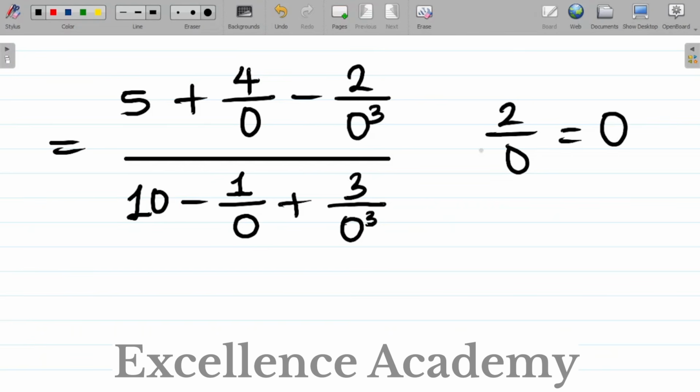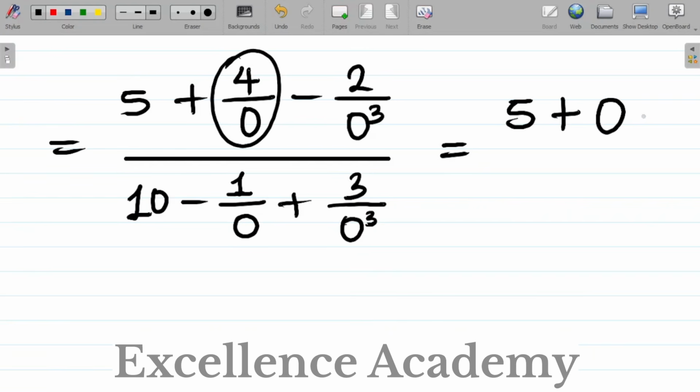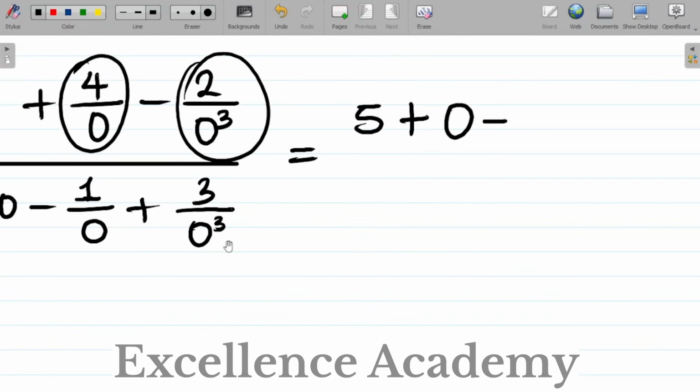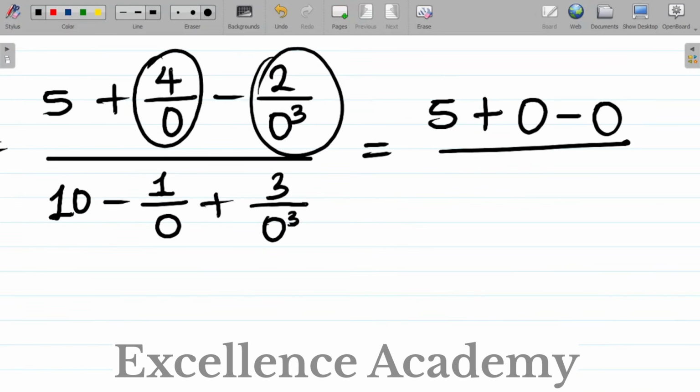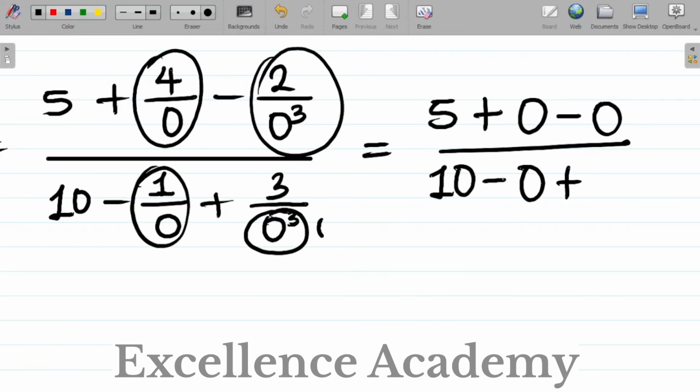Outside the concept of limits, this would be an undefined term. So that means from here, this would be equal to 5 plus 4 over 0, which gives you 0, minus 2 over 0 cubed. Of course, 0 cubed is 0, so it becomes 2 over 0, which gives you 0, all over. For the denominator here, I have 10 minus 1 over 0, which gives you 0, plus 0 cubed, which gives you 0. That becomes 3 divided by 0, which is 0.